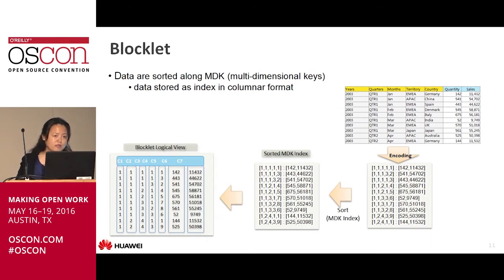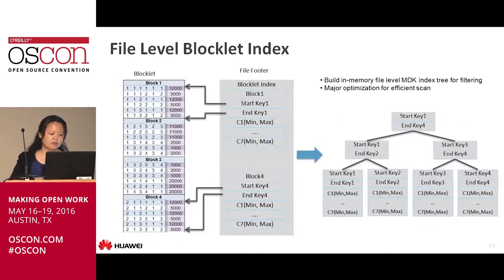There are a couple of advantages of storing this way. One of them is that data is clustered along the MDK index, instead of scattered across multiple files. Data are clustered probably in one file, so we can enable a very efficient scan over the data. Another benefit is we can build a file-level index to help us filter out the blocklets we need to scan. I'm going to go into detail in the next slides.